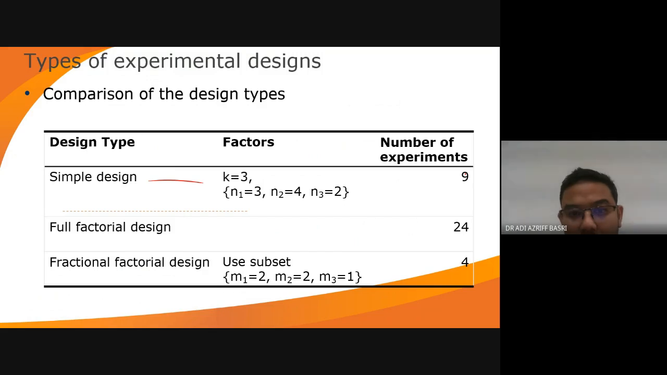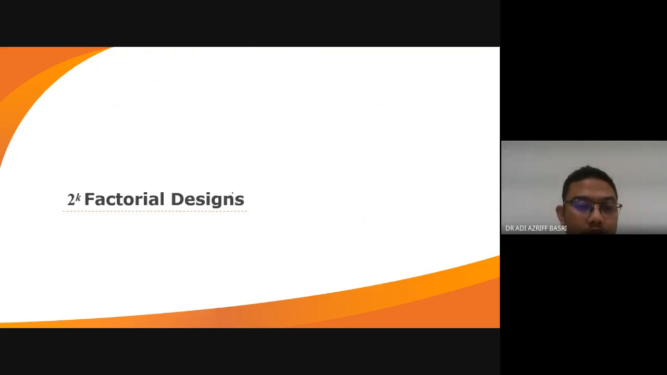Okay, as mentioned, you have 3 and 3 to 4, so in total you will get 7 just now. Okay, this is an error. So full factorial you need to do 24, and fractional factorial design by using subsets you only have to do 4. Okay, so this is 2^k factorial designs.